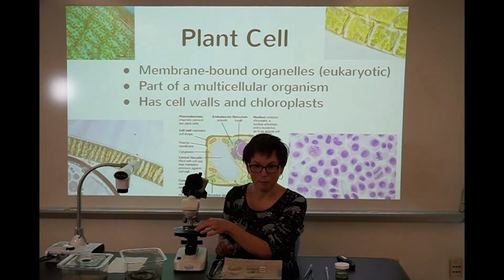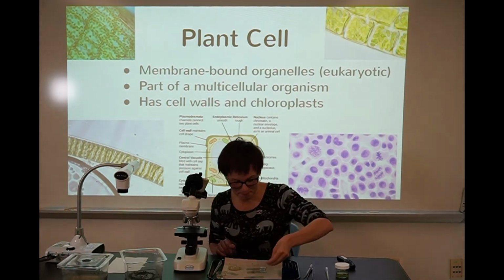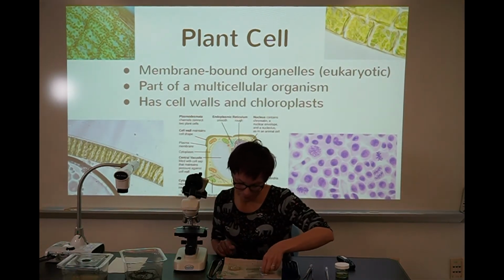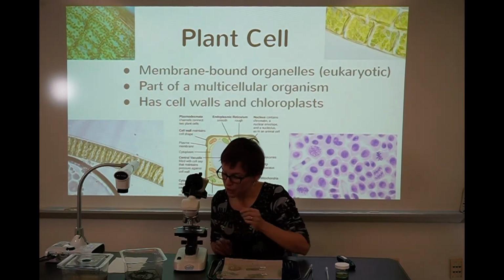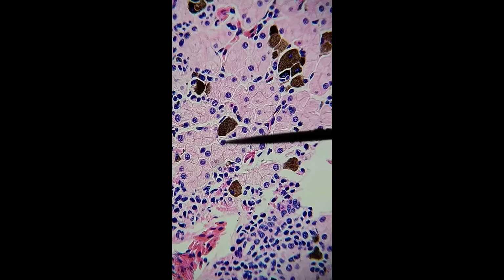And since this is an onion cell, think about onions, they're underground, so that part of the plant doesn't have to do a lot of photosynthesis. All right, good job. Okay, time for the next one. So this is going to be a new cell type, and you guys are going to try to decide in your head what you think you're looking at, and I'm going to give you some hints while we look.